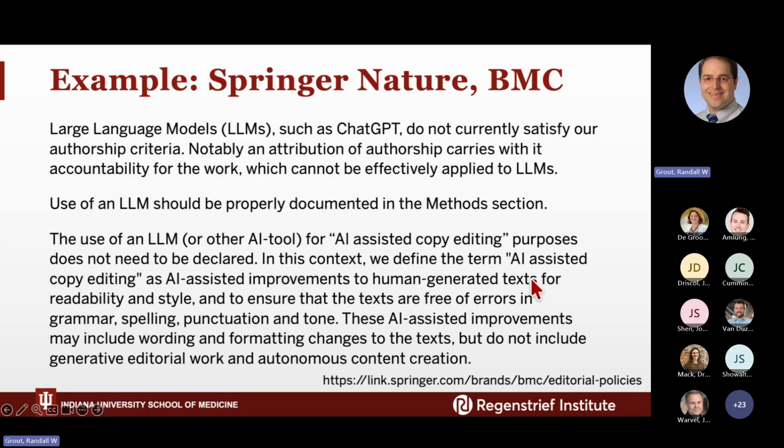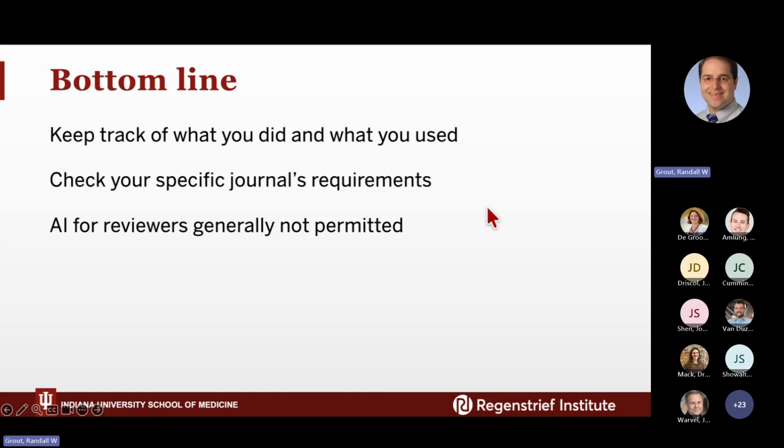So this is drawing the line, and it's helping delineate a little better between what is AI-assisted copy editing versus generative editorial work or autonomous content creation. So the bottom line on these disclosures is to keep track of what you did and what you used, and the assistance that you receive or solicit with AI. Check your specific journals' requirements. They may be slightly different, whether they want it in the cover letter, methods, acknowledgement, certain phrasing, etc. AI for reviewers is generally not permitted.